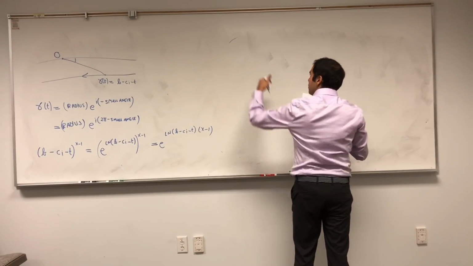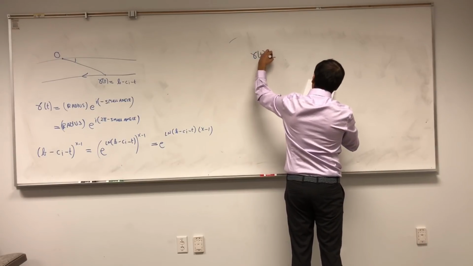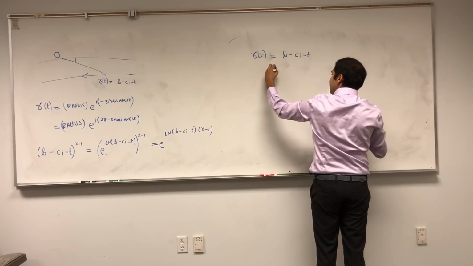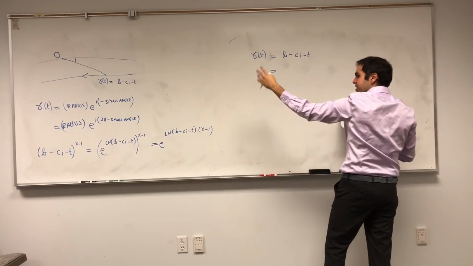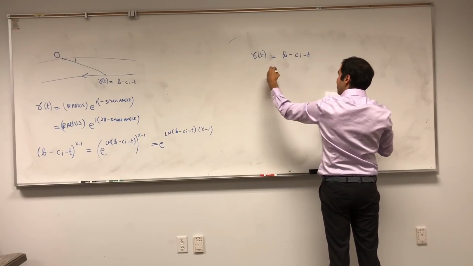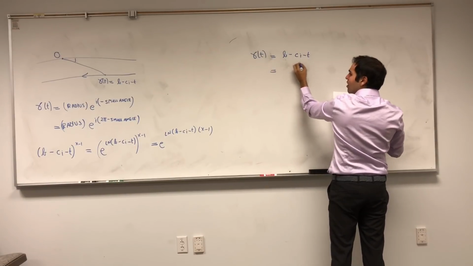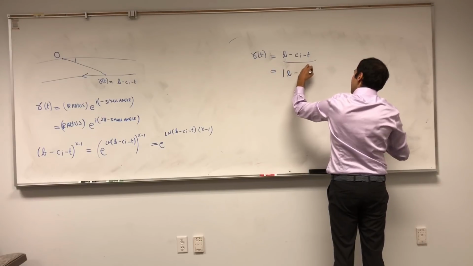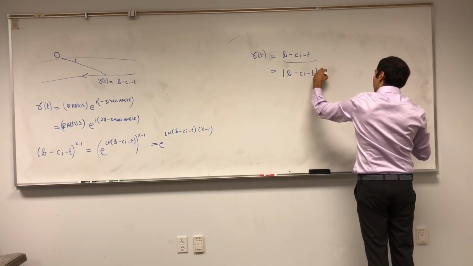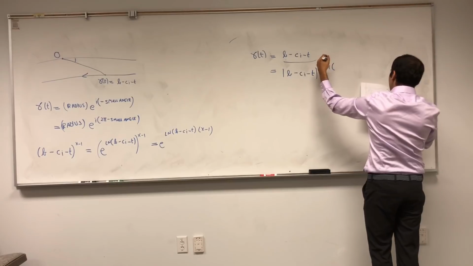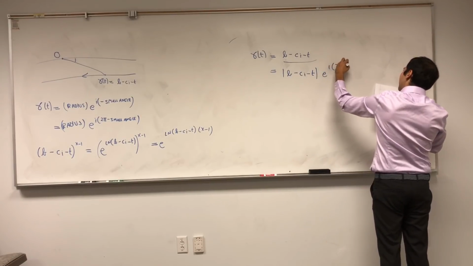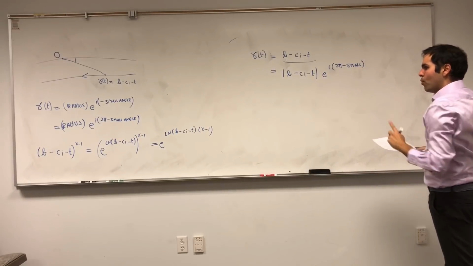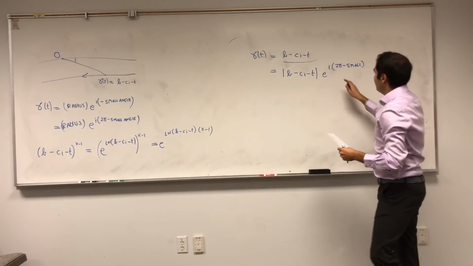We have that gamma(t), which is b − ci − t, equals the radius times e to the (2π minus small angle). And the radius, well, it's really the modulus of this number. So |b − ci − t| times e^(i(2π − some small angle)). Okay, so we're not really worried about this much.